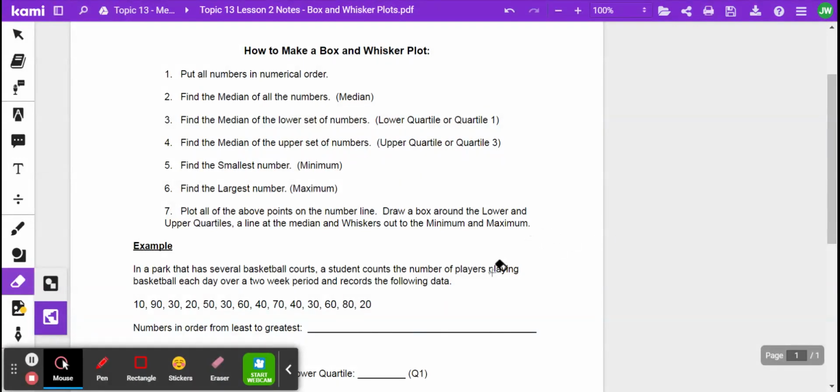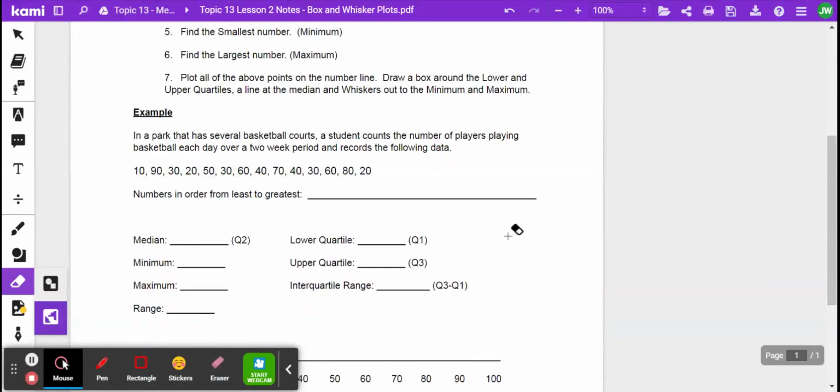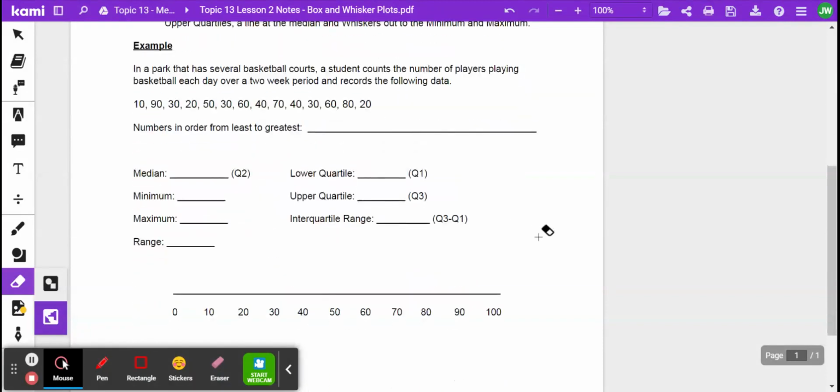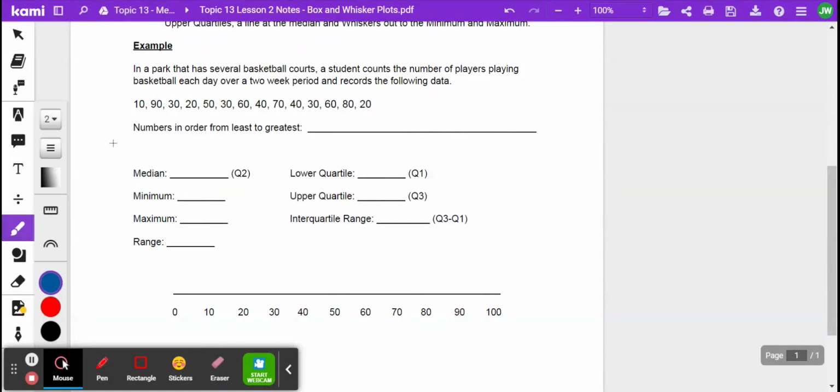So an example here is that we have these basketball courts with people on them, and we need to figure out what the averages are for this situation. So let's start by putting them in order, and as you write them, you cross off the ones that you have done already. So you keep track of where you're at. So my smallest is 10, and I've got 2 20s, and I've got a 30, 30, and 30, so 3 30s. You have to write each of them separately.